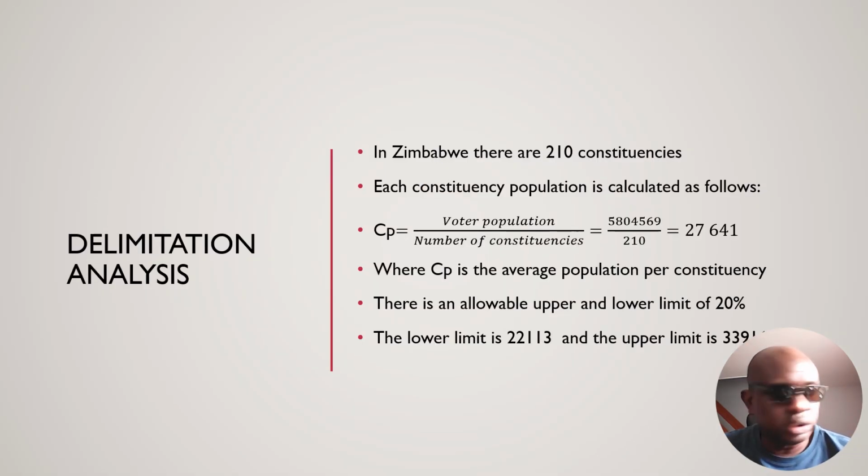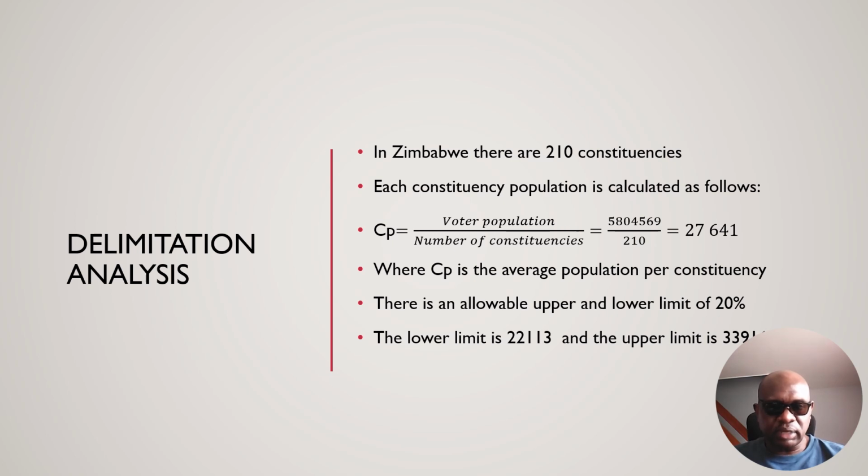In Zimbabwe, there are 210 constituencies according to ZEC. The constituency population is calculated as follows. CP means constituency population. This is found by the voter population over the number of constituencies. So in this case, we have 5,804,569 divided by 210. This gives you an average population in each constituency of 27,641, rounded up to the nearest person.